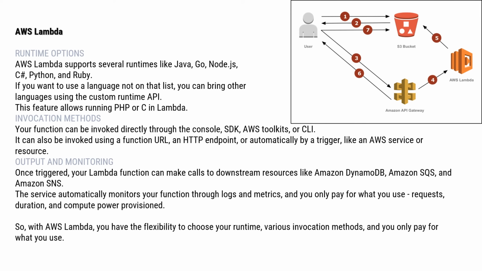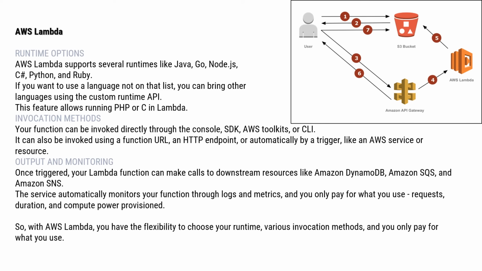So let's fully understand AWS Lambda. AWS Lambda supports several runtimes like Java, Go, Node.js, C Sharp, Python, and Ruby. If you want to use a language not on that list, you can bring other languages using the custom runtime API. This feature allows running PHP or C in Lambda.